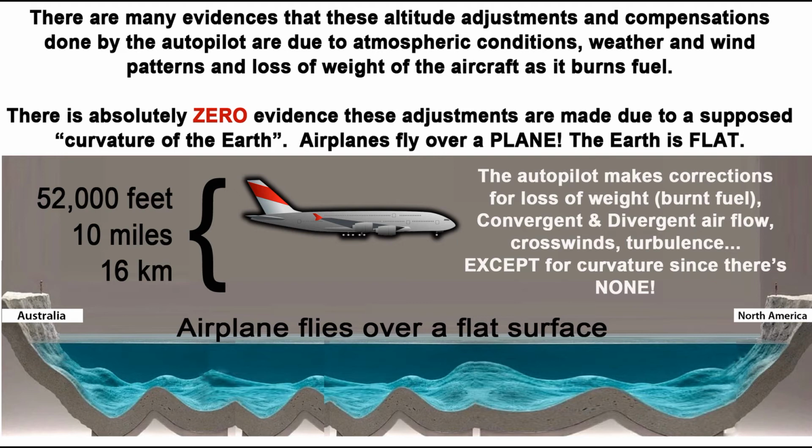I end this video here saying that there is a lot of evidence that these altitude adjustments and compensations done by the autopilot are due to atmospheric conditions, weather and wind patterns, and loss of weight of the aircraft as it burns fuel. There's absolutely zero evidence these adjustments are made due to a supposed curvature of the Earth.